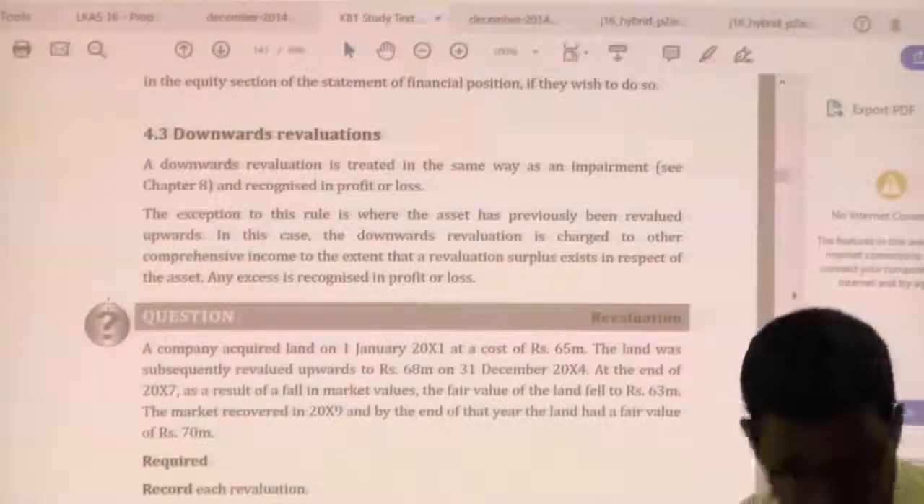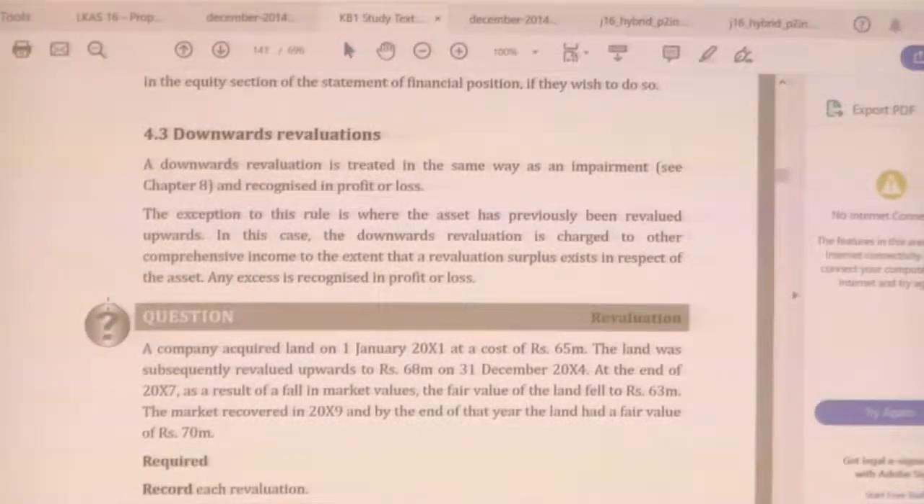Read this till I erase this board, so then we can work on this example. These kinds of questions are not expected in the exam, but I will explain this for you to understand the concept.